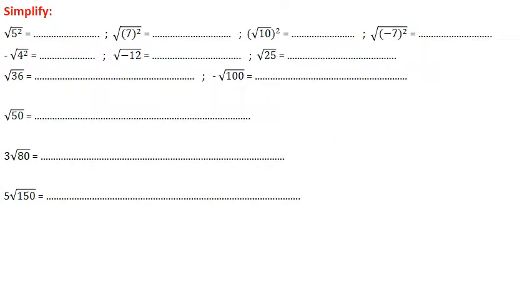Now we will simplify radicals. When simplifying, we ask, do we have a square inside? Yes, so the square will cancel the radical, and my answer will be 5. Also here the square cancels the radical, my answer will be 7. Also here the square cancels the radical, my answer will be 10. Here we have a negative square, it becomes positive, and the square cancels the radical, so I get 7. Here the minus is outside, so it's minus, the square cancels the radical, so my answer is 4.